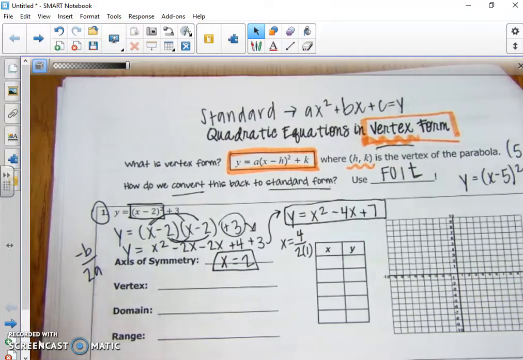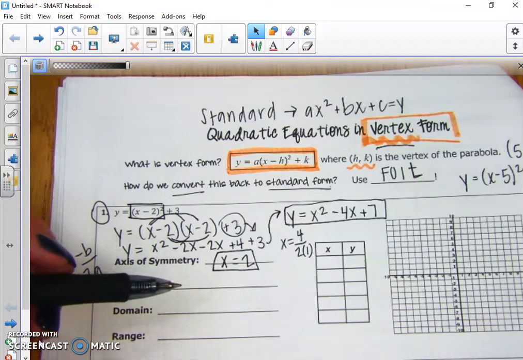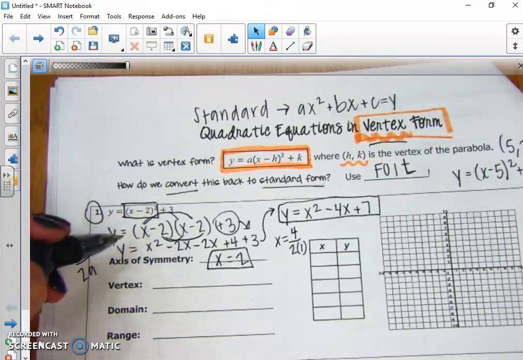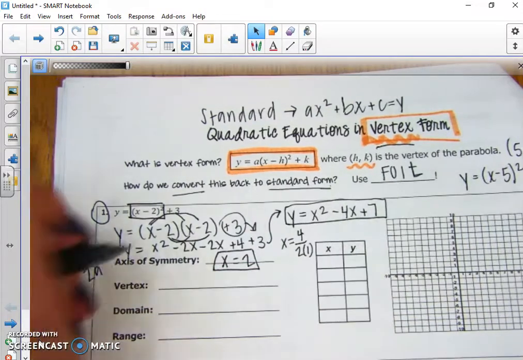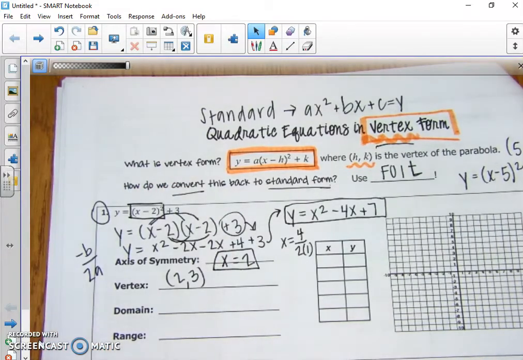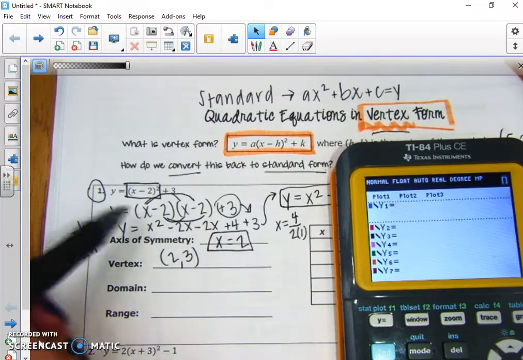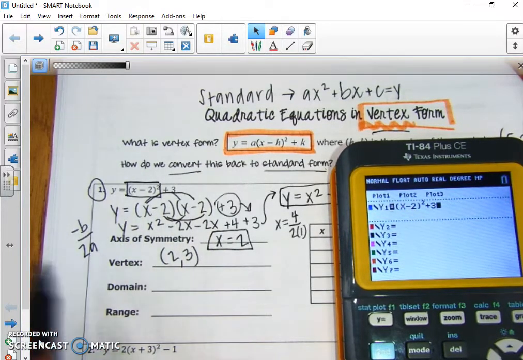Our vertex, well, we can certainly use the same method that we've been doing and fill out this equation in our y equals and then find the table. Or since it's in vertex form, it actually tells us that our vertex, just like (x minus h) plus k, (h, k) is the vertex. If it's (x minus 2) squared plus 3, our vertex is just (2, 3). And let's go ahead and check that in our table just to make sure. So we go to y equals, clear that out, and we're going to write this equation exactly how it's written. So parentheses, x minus 2 squared plus 3. So I'm writing it exactly the way it was in vertex form.